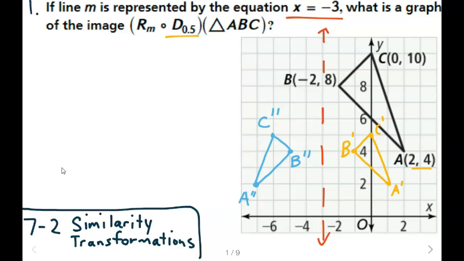So triangle A double prime B double prime C double prime is similar to triangle ABC, and it's half as big as that.